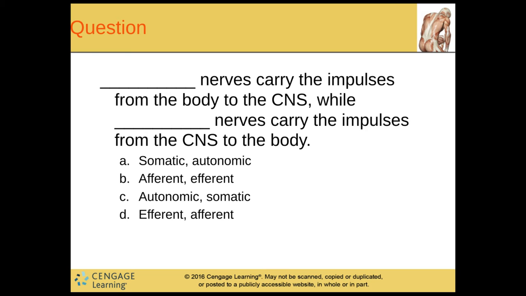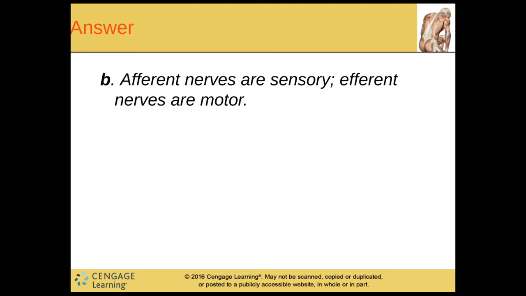I'm going to say B. Yay. So afferent nerves are sensory, efferent nerves are motor. Okay.